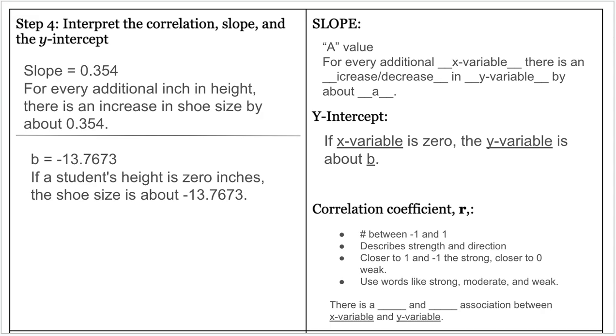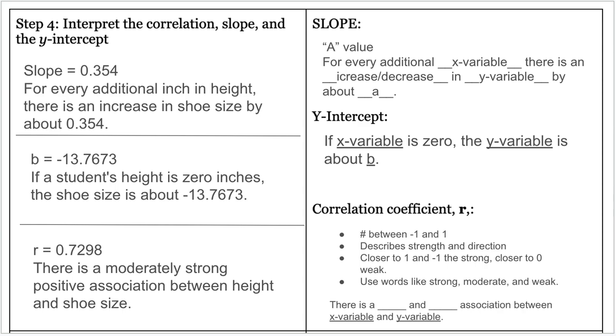And so then we have this interpretation as well. There is a positive and strong association between, and then specifically it has to be, again, in context of your x and y variable. So this one specifically gave us an r value of 0.7298. So I would say there is a moderately strong positive association between height and shoe size.